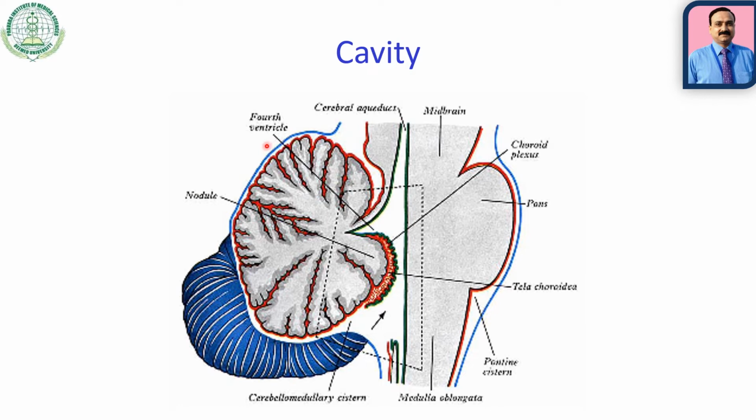So this is cerebellum, this one is pons, this is medulla oblongata, and here is the cavity. This is midbrain, in which the fourth ventricle is continuing as a cerebral aqueduct, which above will go into the third ventricle, which is a cavity of diencephalon.